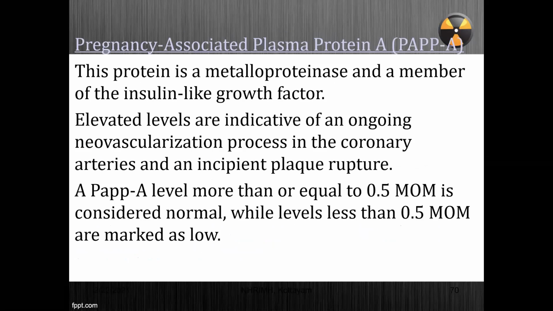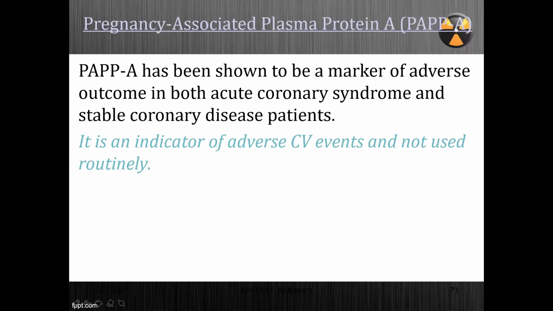Next, PAPP-A, the pregnancy-associated plasma protein. It is an insulin growth factor, a metalloproteinase. Suppose it is increased, what does it do? It is an indication that there is neovascularization in the coronary artery, meaning there are new blood vessels, meaning collateral circulation is going to form because there is some block and incipient plaque rupture is going to happen. A level of 0.5 MoM or more is considered normal, while a level less than 0.5 MoM is marked as low. It is an indicator of adverse cardiovascular events and is not used routinely. You can't order this frequently because it is only prognostic.